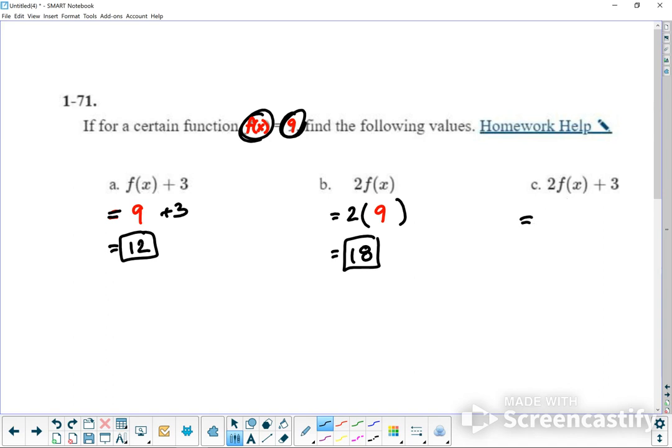Okay, so I can do it again. 2 and the f of x, that's going to be 9, because that's what it says right here. f of x is 9. So f of x right there is 9, plus 3. Okay, and 2 times 9 is 18. We did that on the previous problem. Plus 3, 21.